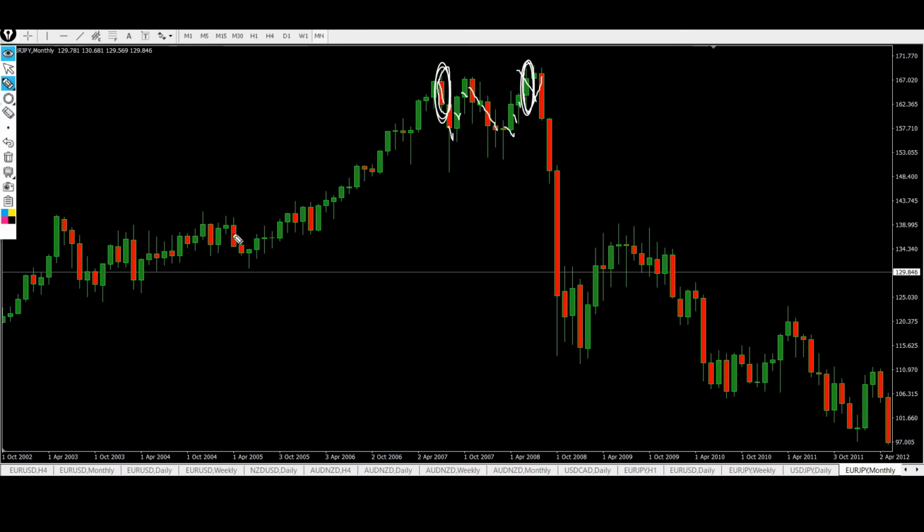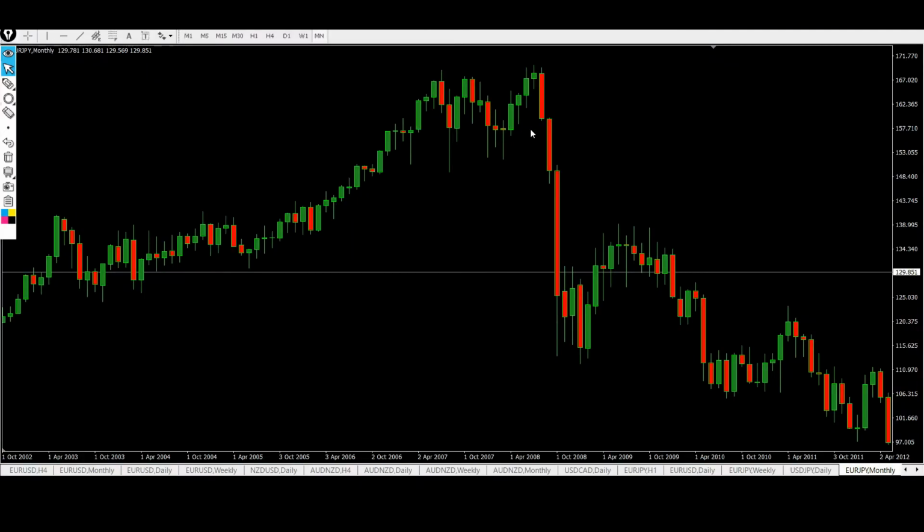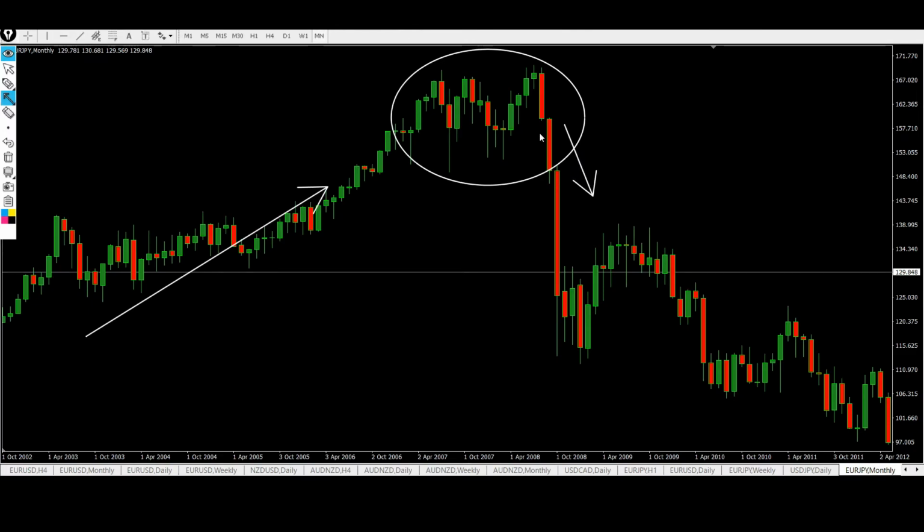Let's go on to number 4. Alright, number 4. The prior trend must be in the opposing direction. Since this double top is a reversal pattern, in order for it to be legitimate, the prior trend must be in the opposing direction. So in this case, since this double top predicts that future price will go down, it is mandatory that the trend before this double top is in the opposing direction, which in this case will be long.